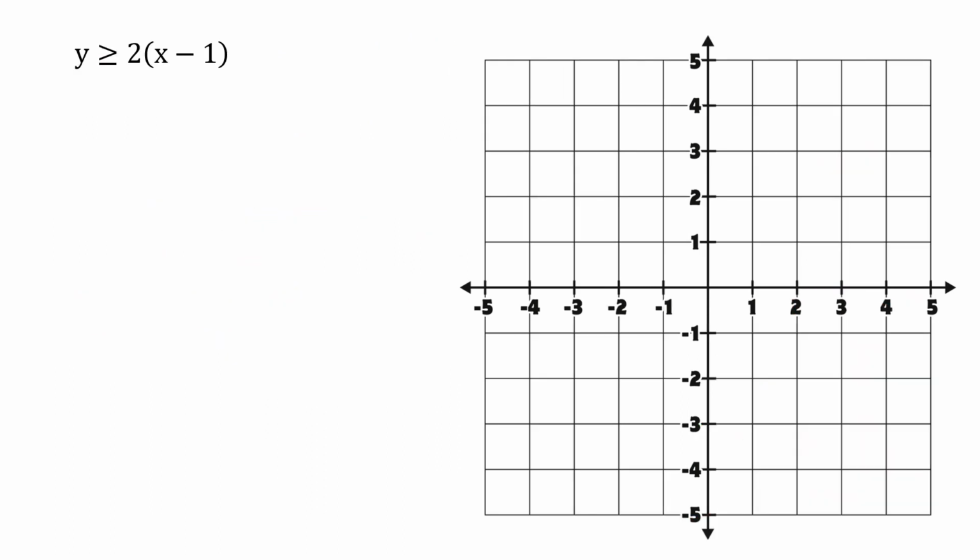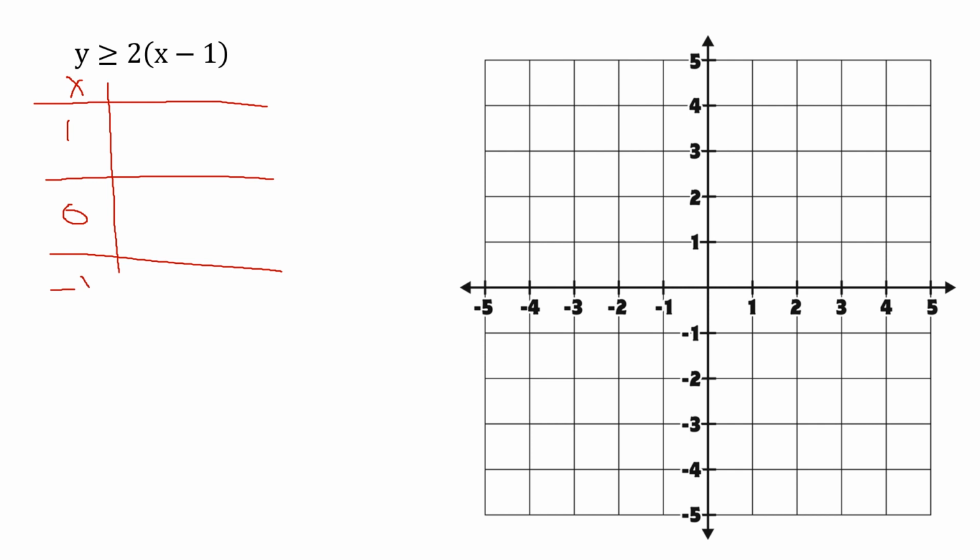All right, so this is not in y equals mx plus b form. So let's just make our t-chart. Again, I'm going to pick 3 values for x. I'm going to do 1. You can use whatever numbers you want. I just think these are the most simple to work with. Okay, let me fix that -1. That's going to drive me nuts.